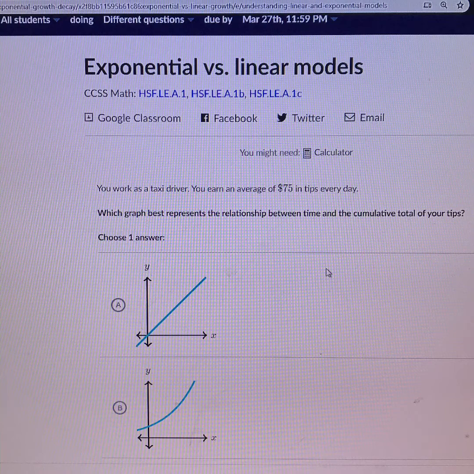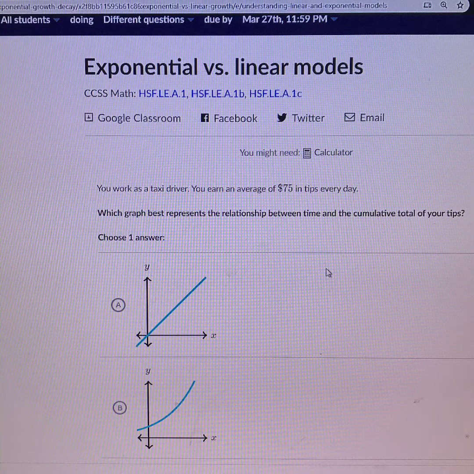Exponential functions change by multiplying by the same amount each time. So 2 times 2 times 2 times 2 times 2 would go from 2 to 4 to 8 to 16 to 32, while linear models add the same amount each time. So that'd be 2 plus 2 plus 2 plus 2 plus 2. So that would go 2, 4, 6, 8, 10, 12.